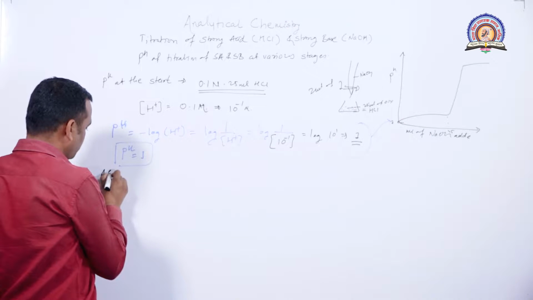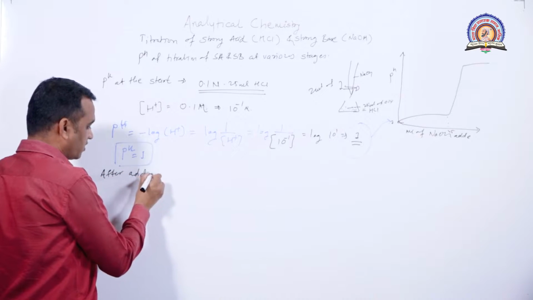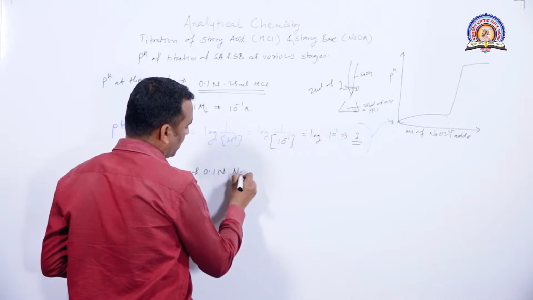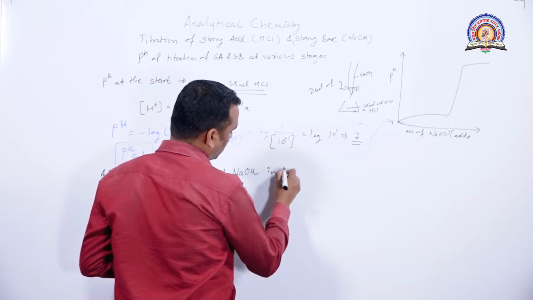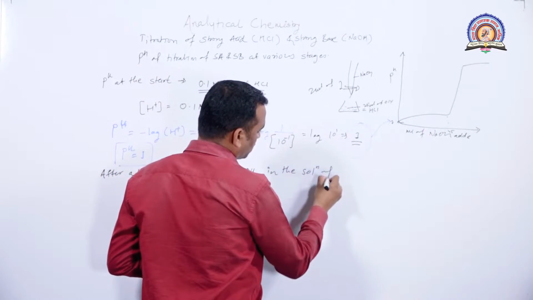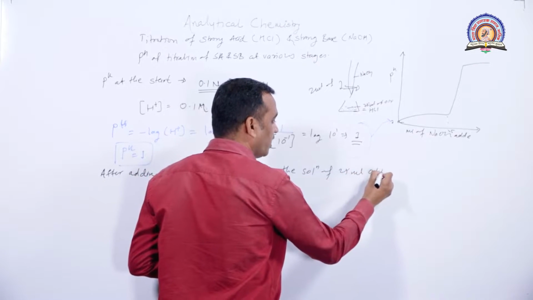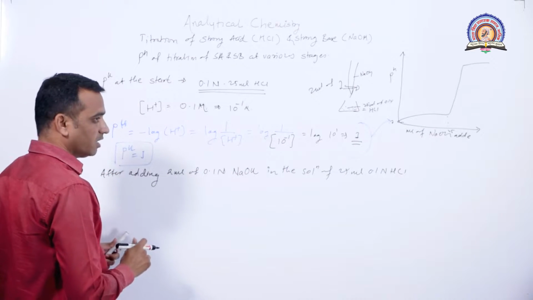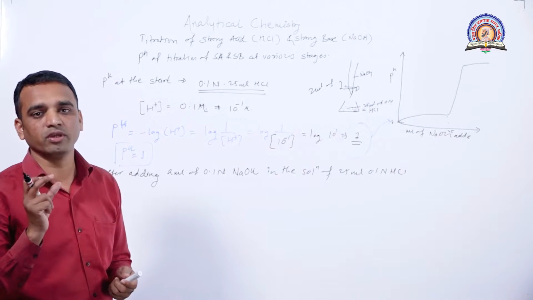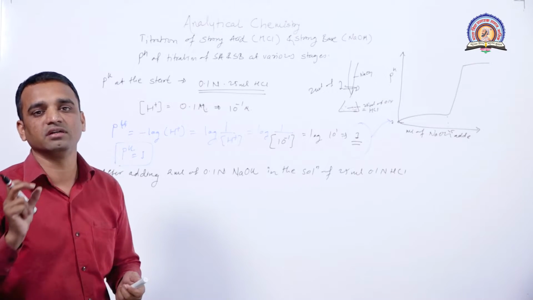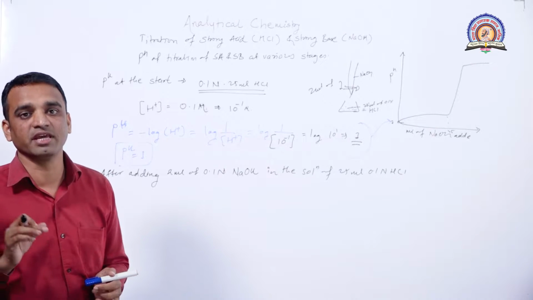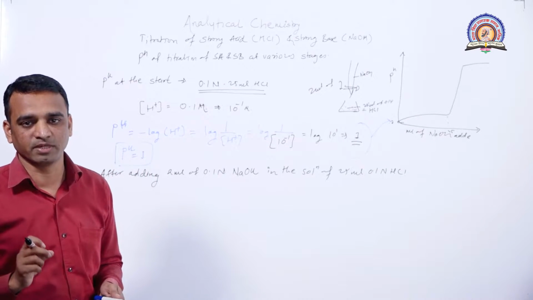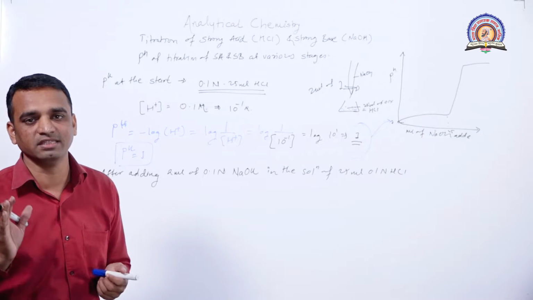So after adding 2 ml of 0.1 normal NaOH to the solution of 25 ml 0.1 normal HCl, what is the pH of that solution? Here only 2 ml of NaOH reacts with 2 ml of HCl. That means 23 ml of HCl is unreacted, and that is nothing but the concentration of H plus ion that remains.